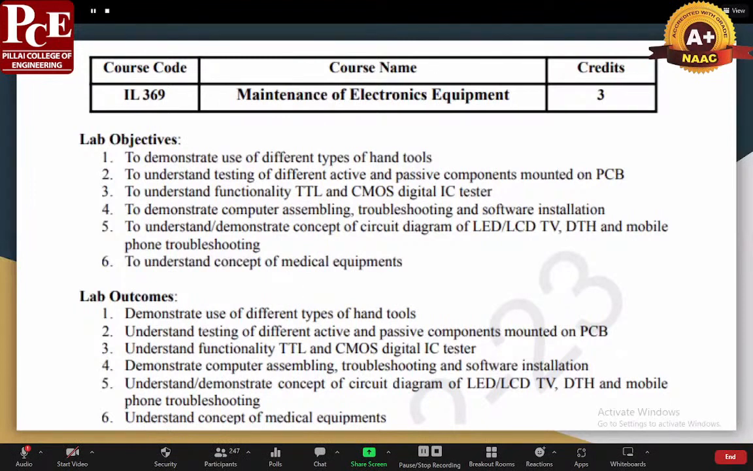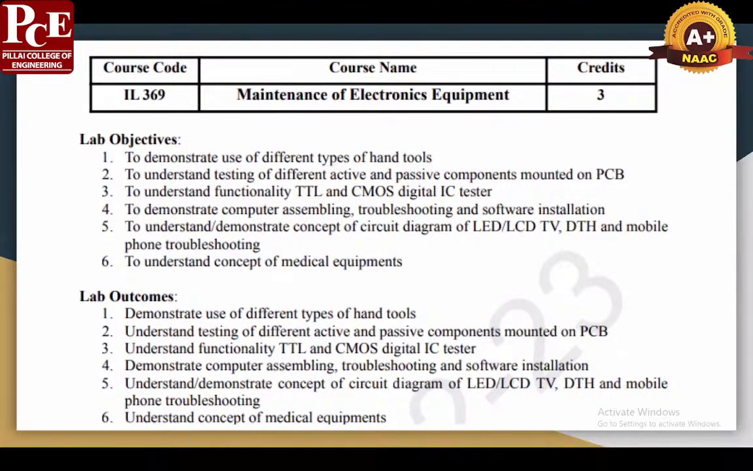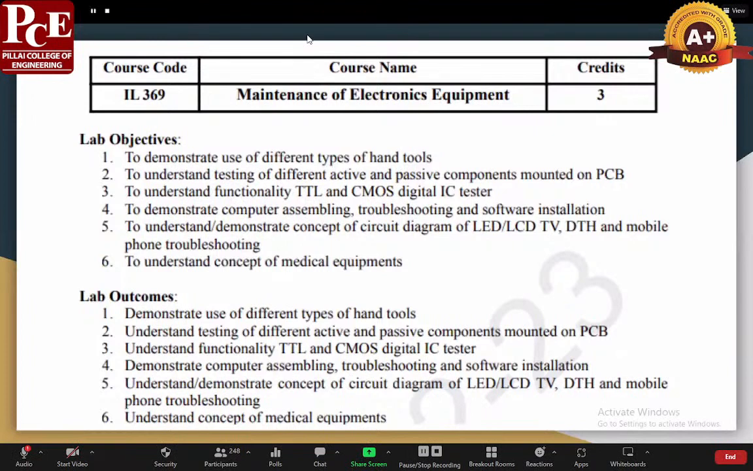At the end of this course, the outcome would be you will be able to demonstrate the different types of hand tools which we require in our daily life. Understanding and testing of different active and passive components mounted on the PCB. So that is on the electronics side. Understanding TTL and CMOS digital IC tester. This is needed. Demonstrate computer assembling, troubleshooting, and software installation, because we get everything ready-made, everything installed, and there is very little exposure to software installation or how to troubleshoot a computer or a laptop if it is not working.